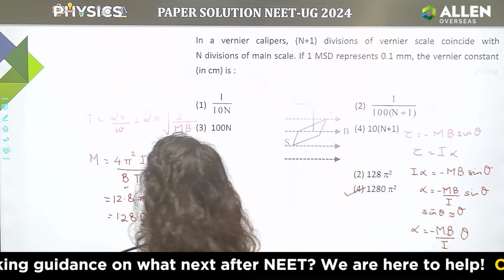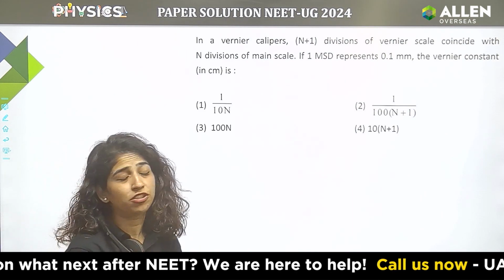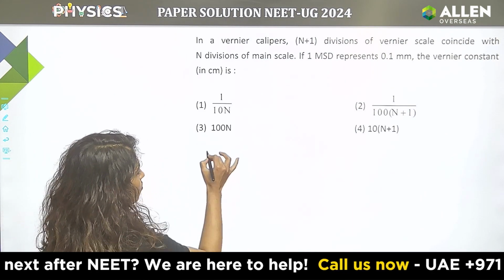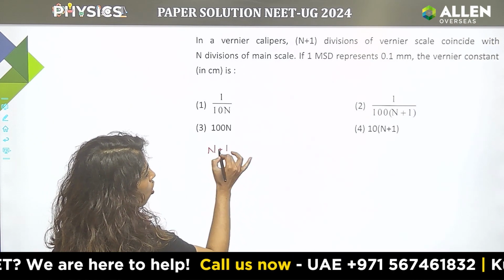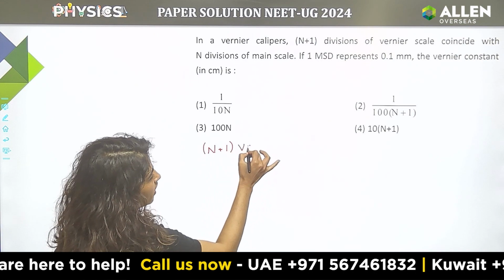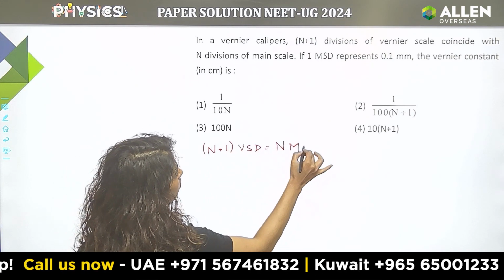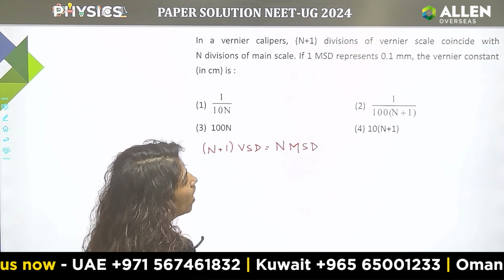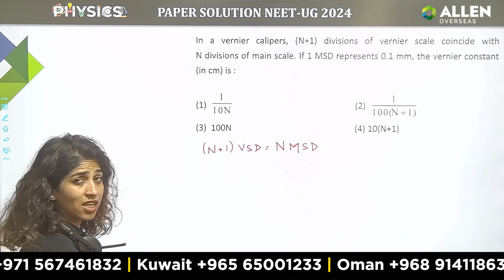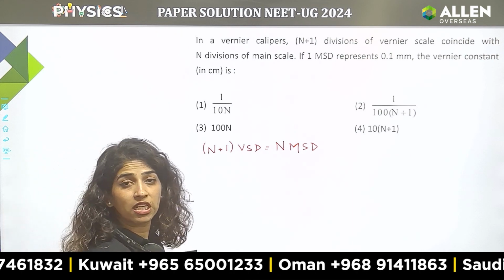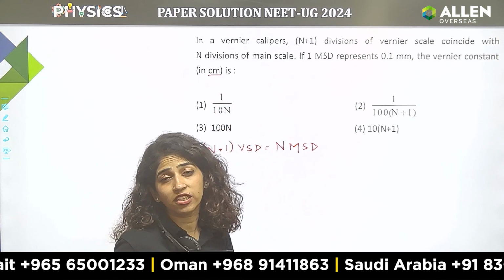Moving ahead, next question. We have a question from instruments. It says in a vernier caliper, we have N plus 1 divisions of vernier scale coinciding with N divisions of main scale reading. If 1 MSD represents 0.1 mm, the vernier constant is. Now, vernier constant is nothing but our least count. You have to focus on this point. It is asking you in centimeters.